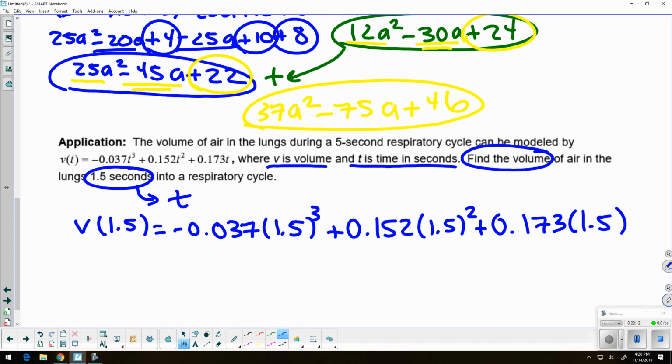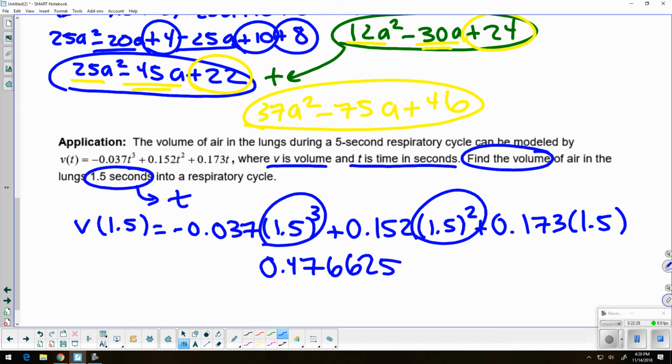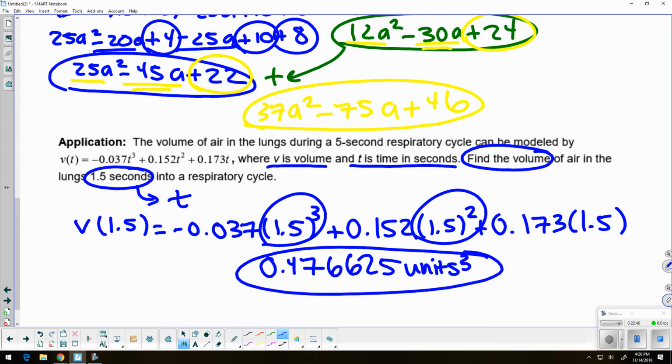But going through the process, simplifying along the way, start with your exponents. Cube this, square that, multiply by the numbers in front. Simplifying, you should get what I got, 0.476625, for your volume. It doesn't really give us the units though, right? We're talking about volume, so we could just say units cubed, or cubic units. Units cubed, cubic units, that'd be the volume.